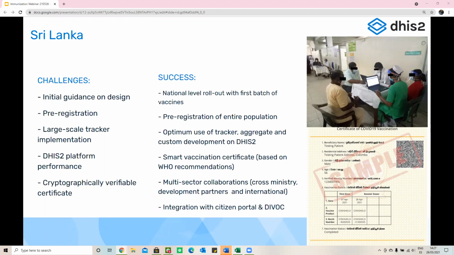Another major challenge was a requirement from the Ministry of Health to pre-register the entire adult population of Sri Lanka. So we are talking about enrolling 16 million tracked entity instances to the vaccination program in DHIS2. It was considered a major challenge how to get this information. We of course got it from the Elections Commission, who had it in a CSV file, and then how to push these 16 million entities into DHIS2 was a major challenge.